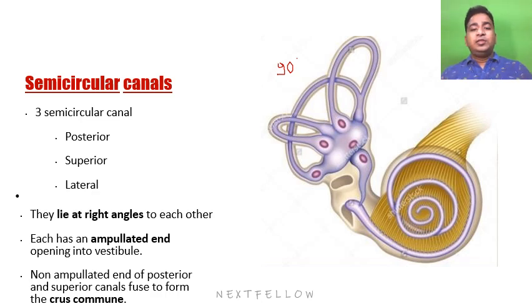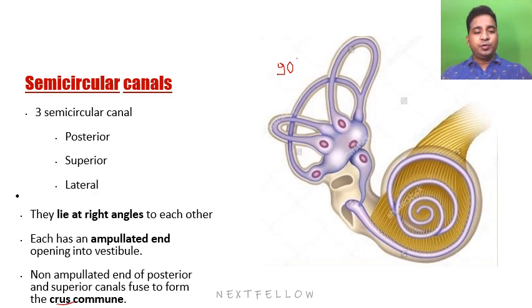Okay, and these semicircular canals each have one dilated end, that is the ampullated end, and in this ampullated end lies the sensory part of the semicircular canal, which is known as the crista ampullaris. These ampullated ends are three in number, whereas the non-ampullated ends of the semicircular canals are two in number. Why two in number? The non-ampullated ends of the posterior and the superior semicircular canals join together to form the crus commune.